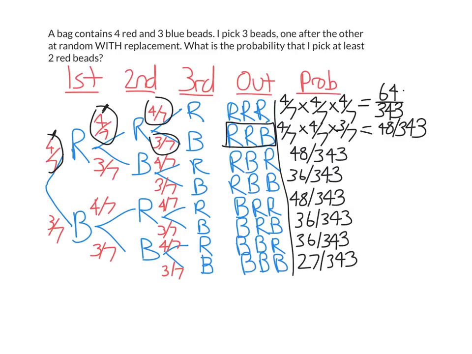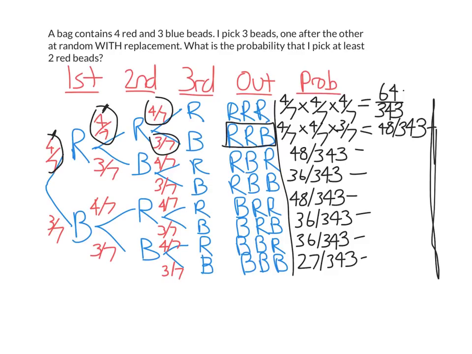Anytime there are 2 reds, the probability is 48/343. 2 blues, probability 36/343. And then the probability of 3 blues is 27/343. Now, all of these probabilities should add to 1. Probabilities add to 1 in exactly the same way that percentages add to 100. So fortunately, that is the case here. You can double check if you like, so I know I've done something right.